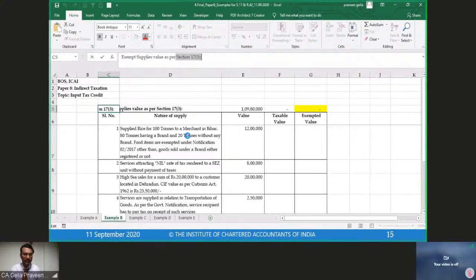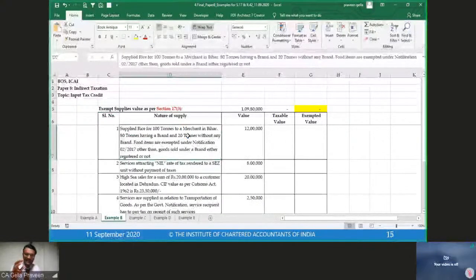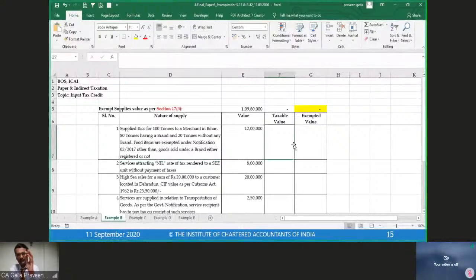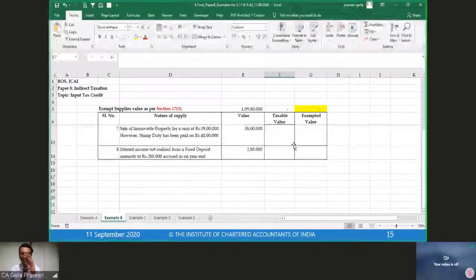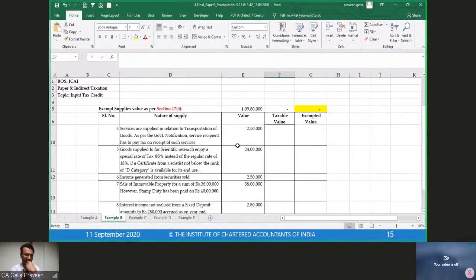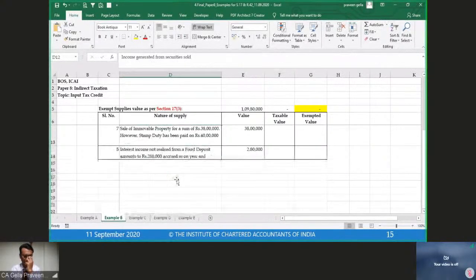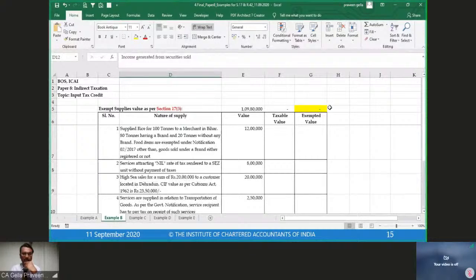Whatever we have read till now, please do the calculation and tell me what value you derive for 17(3). I'll give you 1 minute. Please work out and let me know one by one. Already we have discussed partially. The last two limbs you have to calculate. I'll wait for your answer. Once you're done, then I'll examine what the right answer is. Do this example B and let me know what value you get here in column G, row number 5, G5.